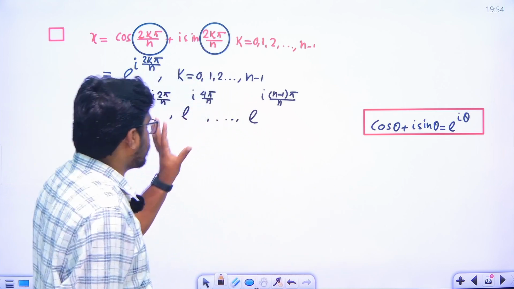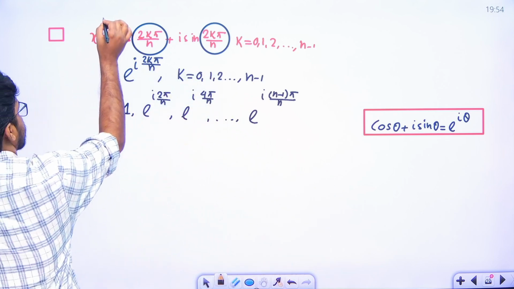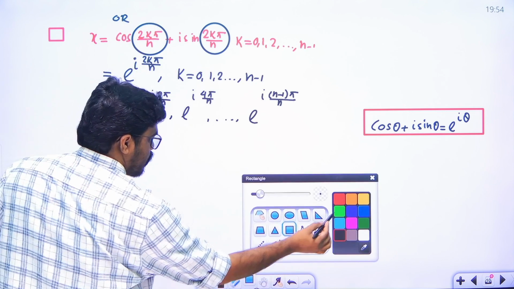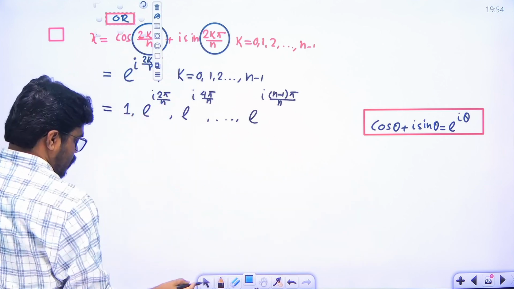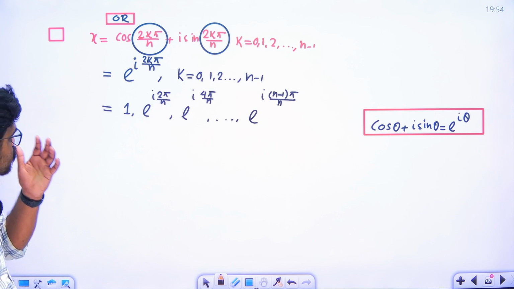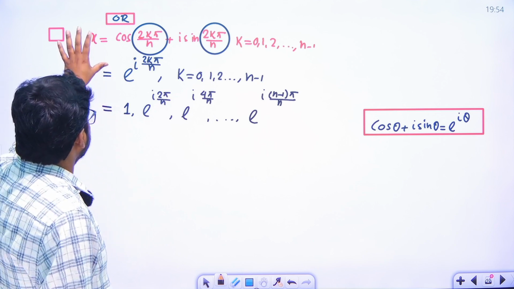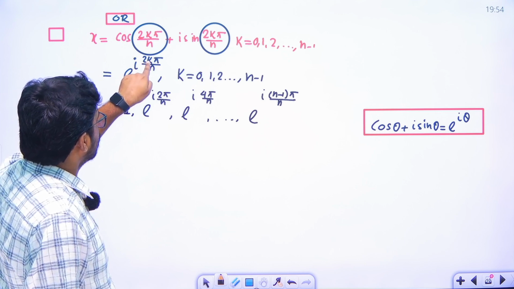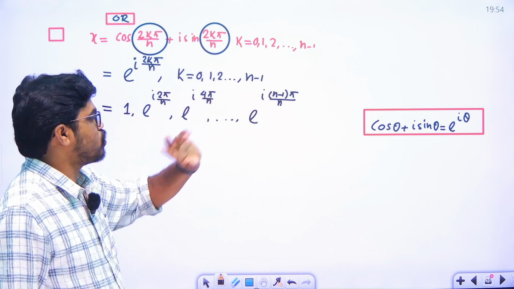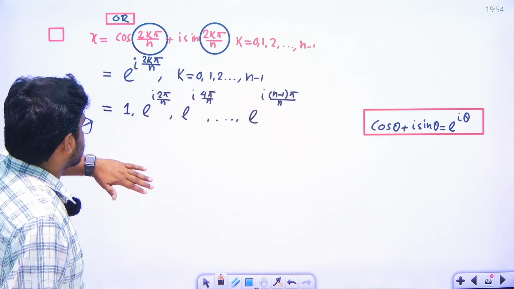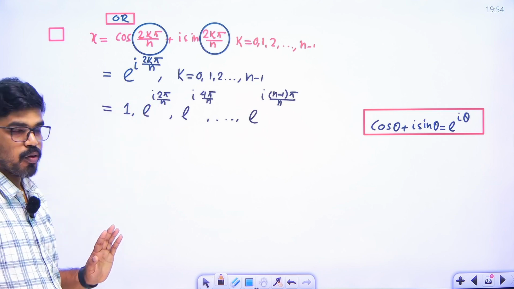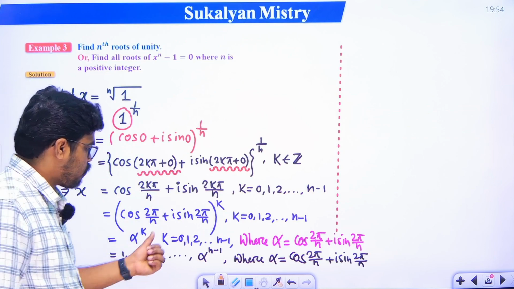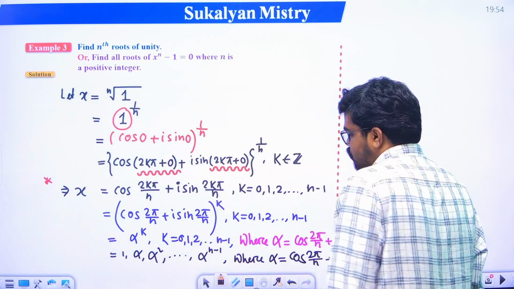So this is the alternative form. So the nth roots of unity will be e to the power i into 2k pi by n, where k is 0, 1, 2 dot n minus 1. If we expand this, we get this. Also, it can be expressed this way: 1, alpha, alpha square, up to alpha to the power n minus 1.